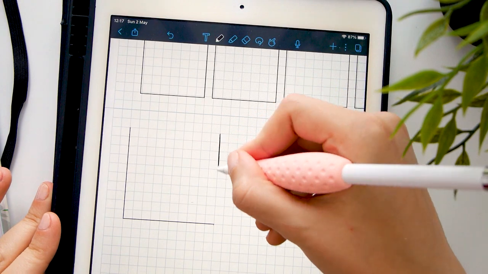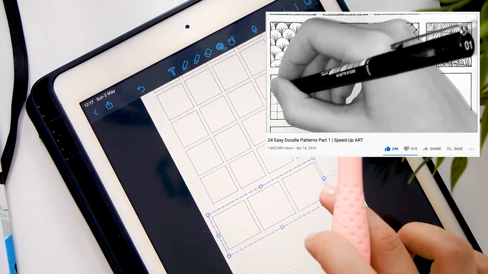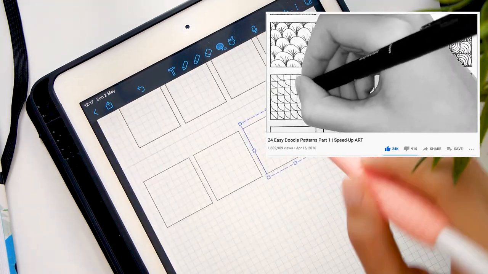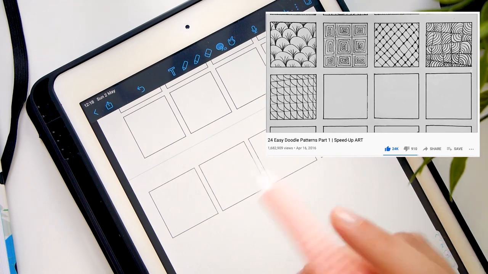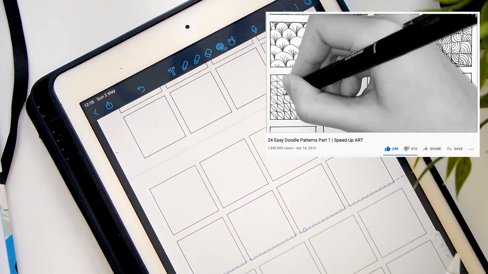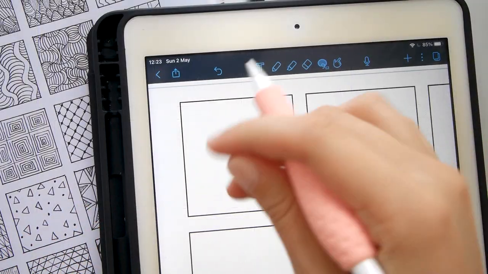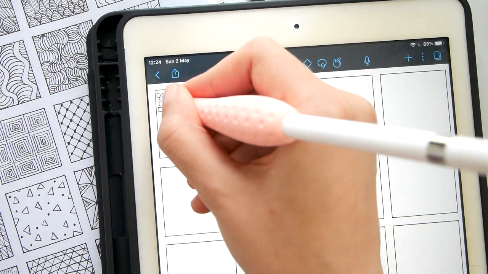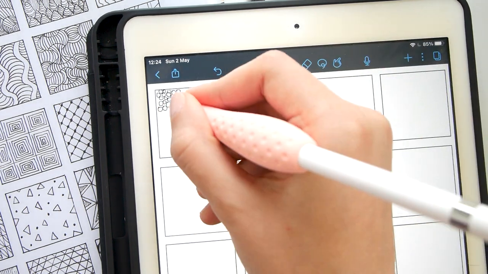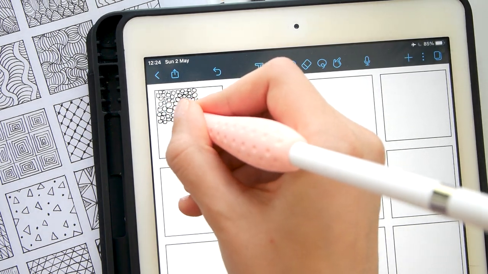So some of you might wonder, why am I recreating the same set of doodle patterns? Well, it is because the original video is actually being shown in many art schools, and students have said that the video is too fast for them, so they cannot keep up. Therefore, I decided to make this video a little bit slower and also include a lot of close-ups so that it becomes easier for anyone to follow and to see the patterns more clearly, which can be a very beneficial thing if you are recreating the patterns at home.